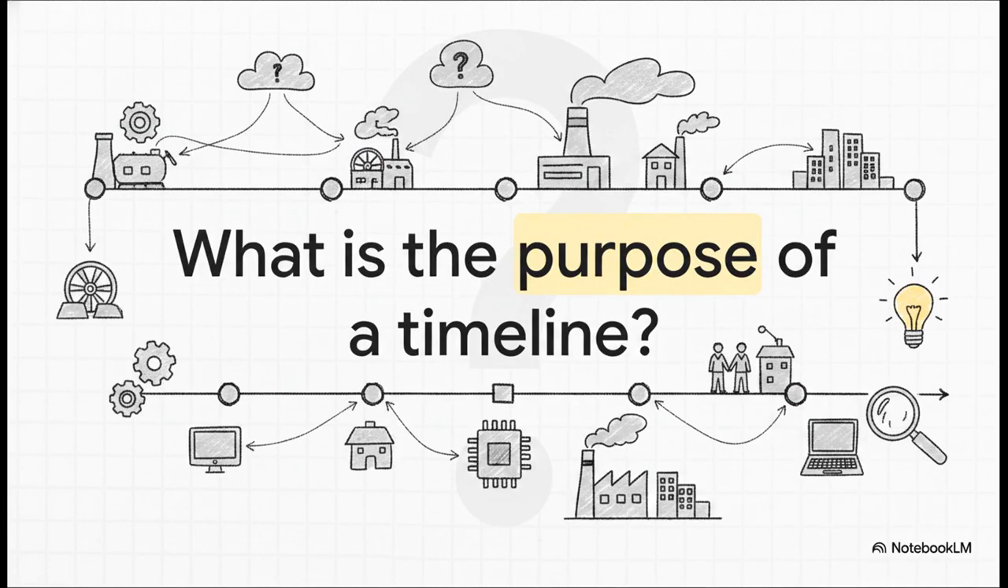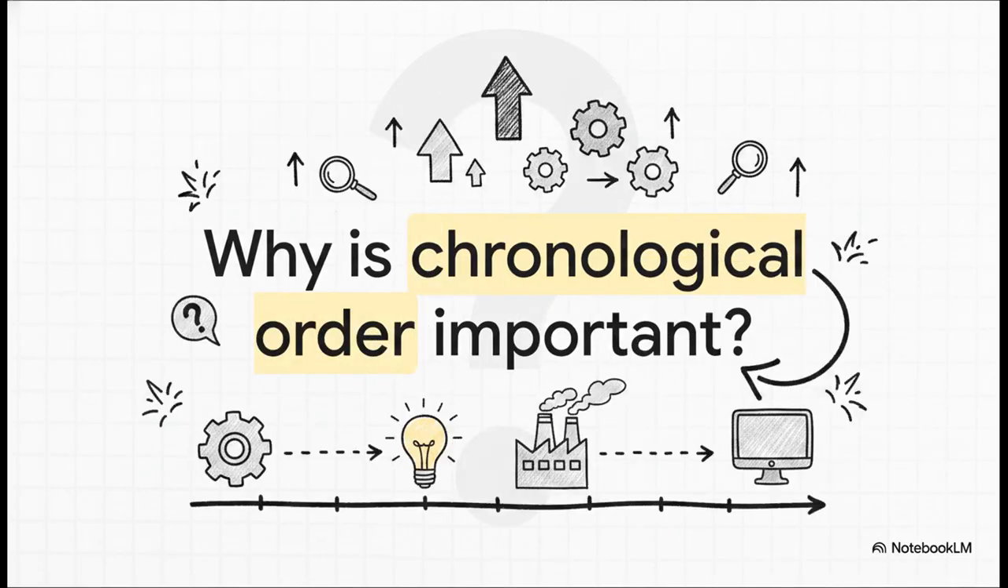Okay, let's pause right here for a quick knowledge check. I want you to test yourself right now. Based on what we've covered so far, what is the core purpose of a timeline? If you said something along the lines of connecting historical dots and making the complex clear, you totally nailed it. Here is your second check. Why is chronological order so important?